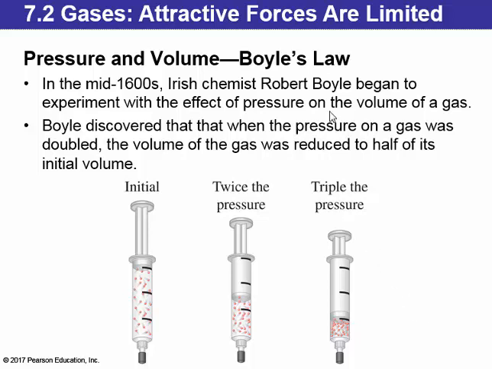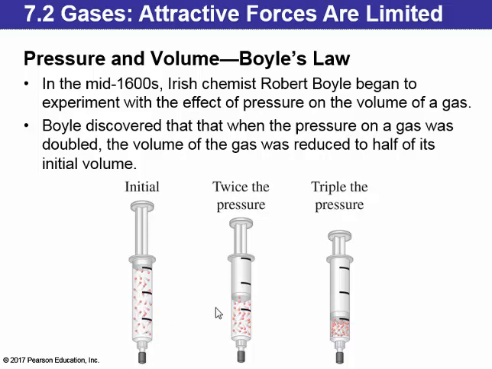A few hundred years ago, chemist Robert Boyle identified the relationship between pressure and volume of a gas, and he discovered that pressure and volume are inversely proportional. So that means as one goes up, the other goes down. And we see this illustrated with the gas particles in this closed syringe.